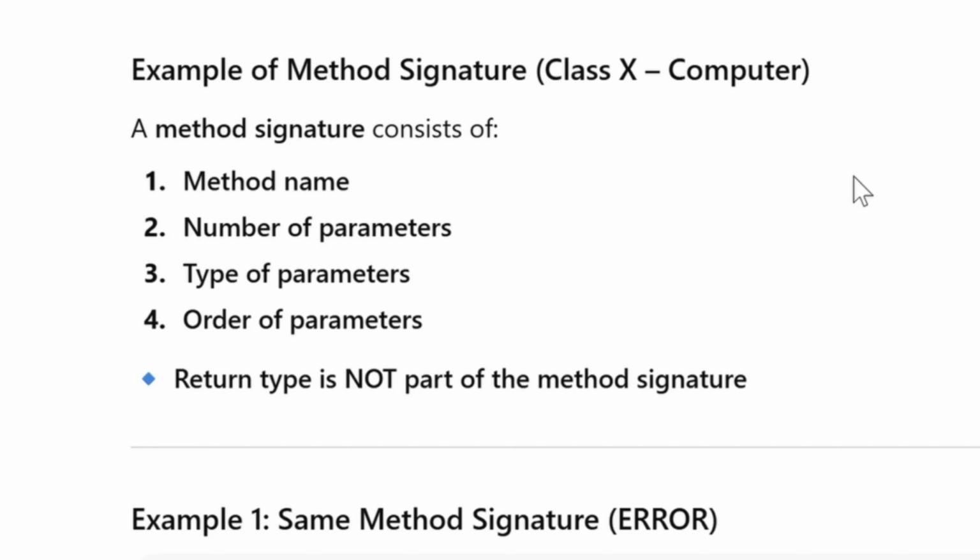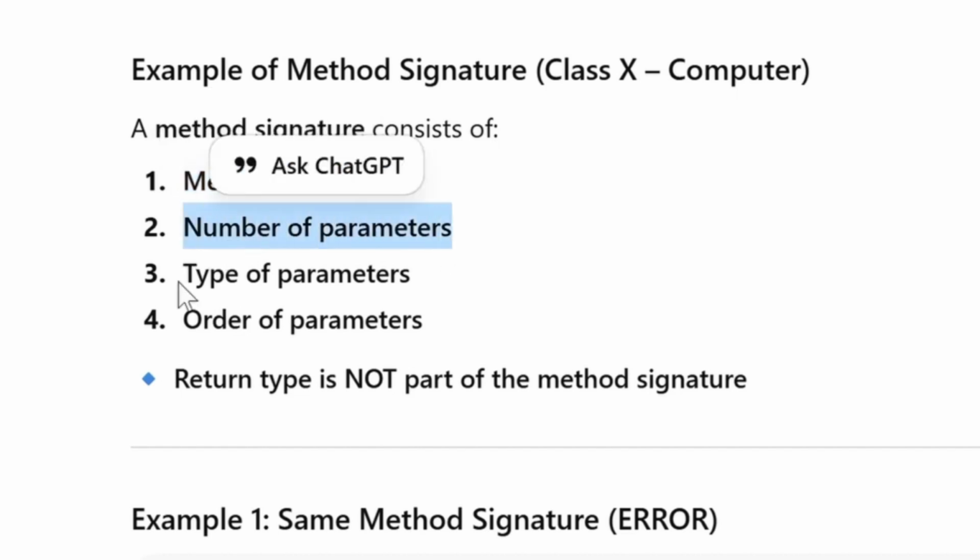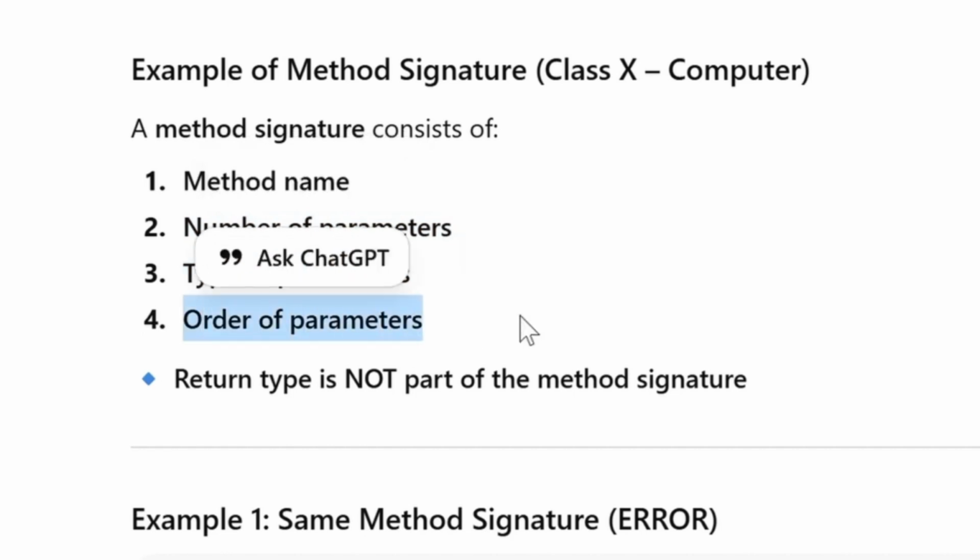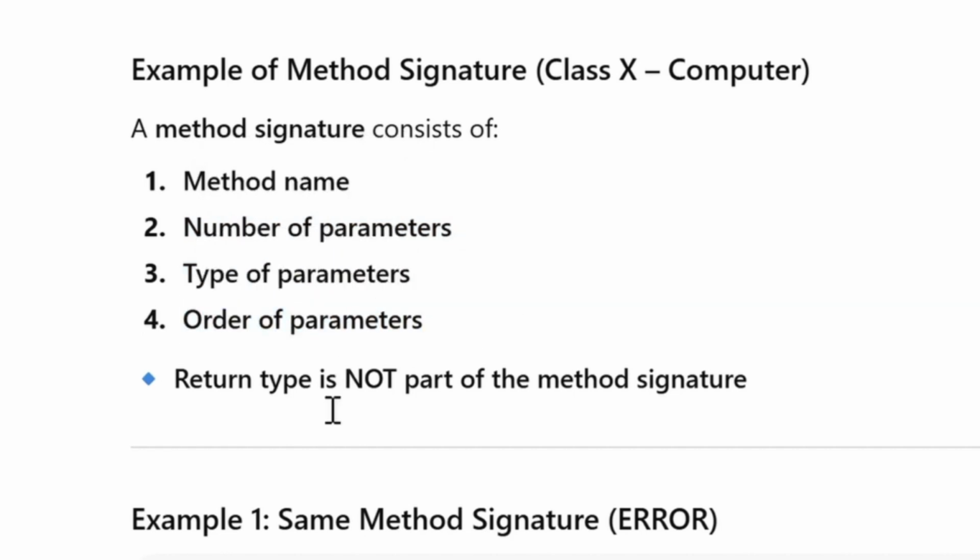What is a method signature? A method signature consists of method name, number of parameters, type of parameters, and order of parameters. Return type is not part of the method signature. Remember, return type is not a part of method signature. Method signature consists of method name, number of parameters, type of parameters, and order of parameters.